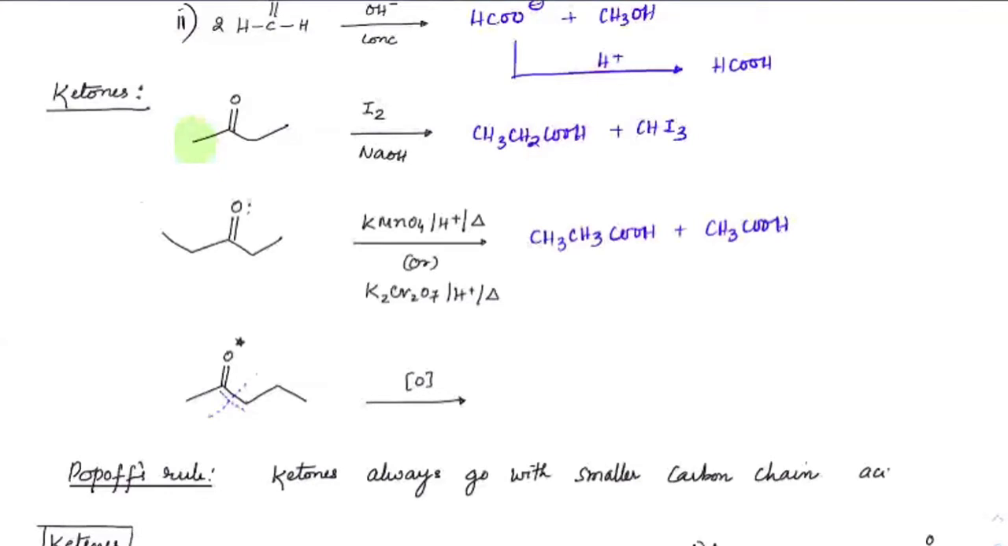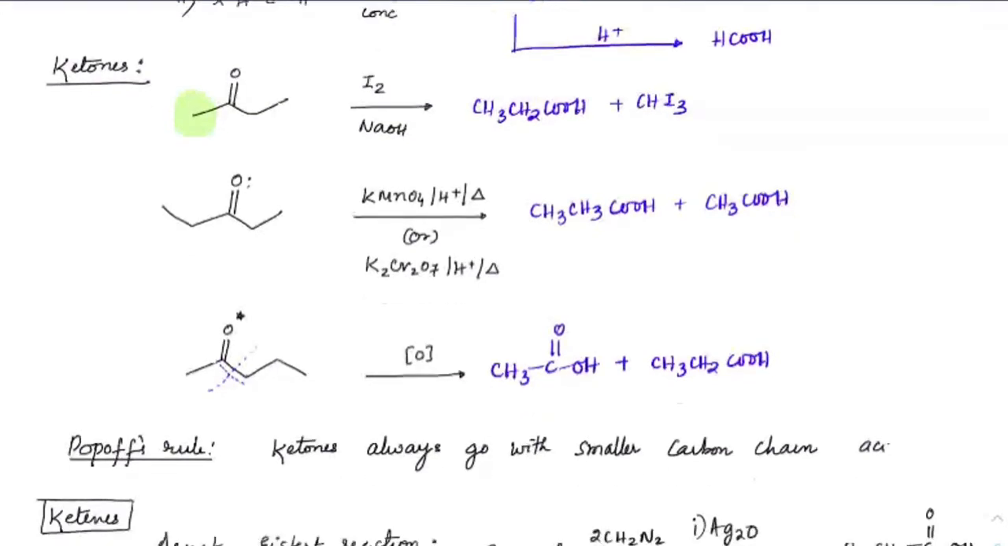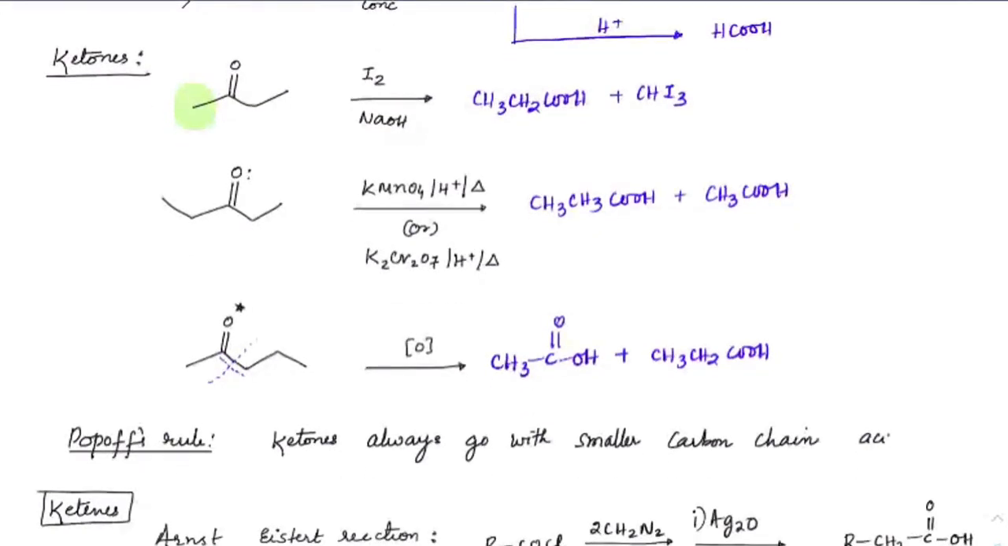Now you will have this as the acetic acid and this as the propanoic acid. So here if we break, we'll get CH3COOH plus CH3CH2COOH. Right. So you know Popoff's rule, right? Ketones always go with smaller carbon chain acids.